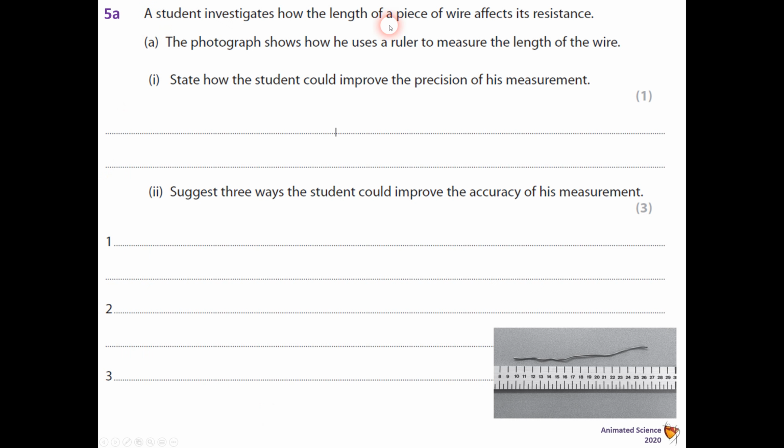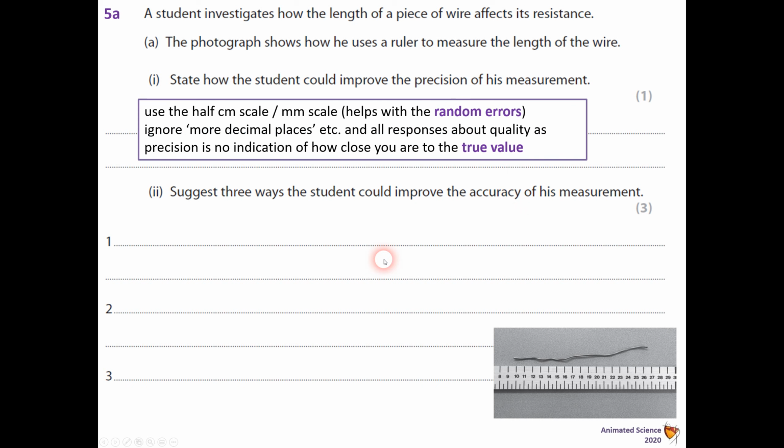So a student investigates how the length of a piece of wire affects its resistance. The photograph shows here we've got our piece of wire, and we're going to measure the length with the ruler. State how we could improve the precision. Now, this is where a lot of people come unstuck. The second question, if you read ahead, think about your exam technique. This suggests 3 ways in which you could improve the accuracy, so they're clearly wanting you to look at the difference between the two. And it's not as easy as it looks.